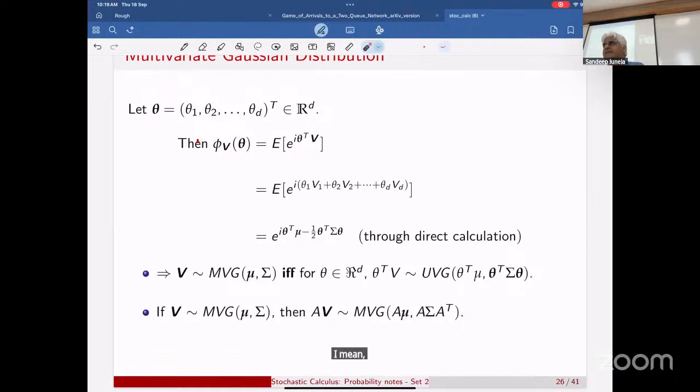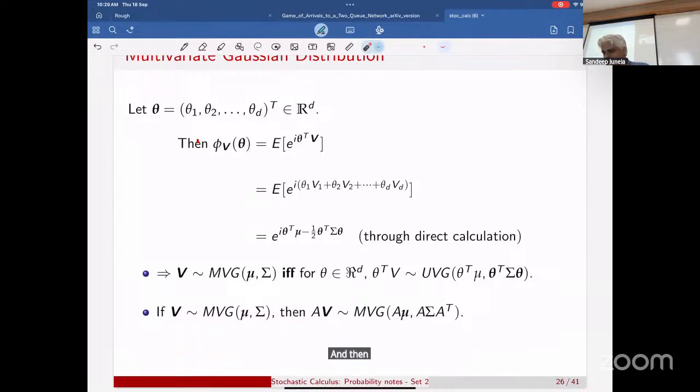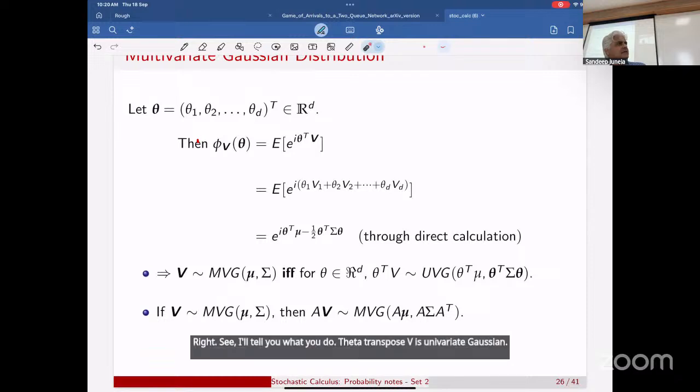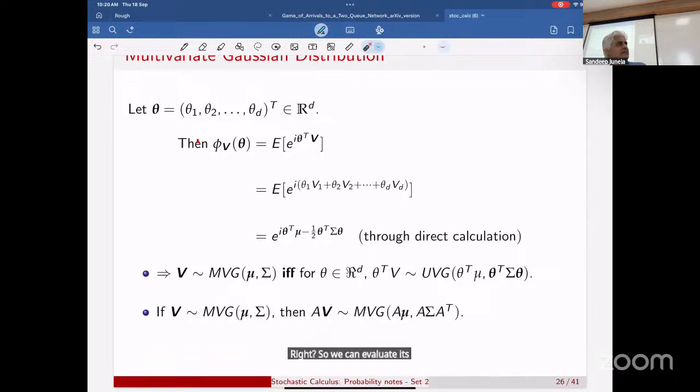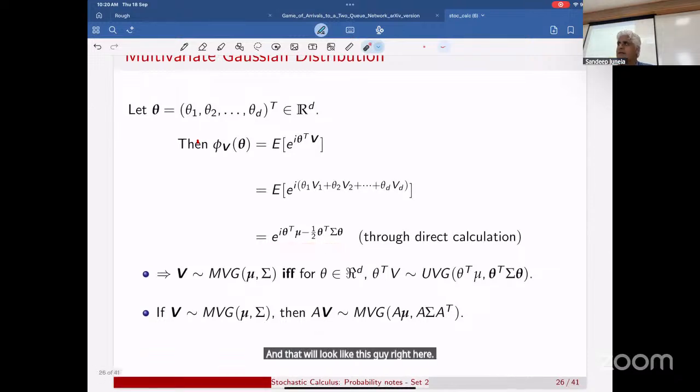You have a characteristic function for the multivariate Gaussian on top. Then you just write theta transpose explicitly, and then you take the expectation. Right. I'll tell you what you do. Theta transpose V is univariate Gaussian, right? So we can evaluate its characteristic function. We know what the characteristic function of a univariate Gaussian is, and that will look like this guy right here. At a particular theta, let's call alpha equal to 1, right? So that tells you that this term here looks like this guy here, right?